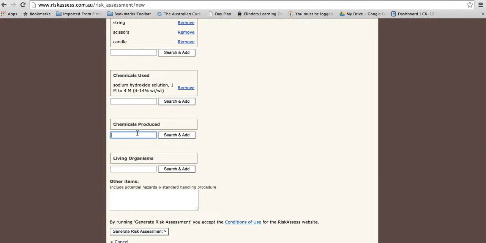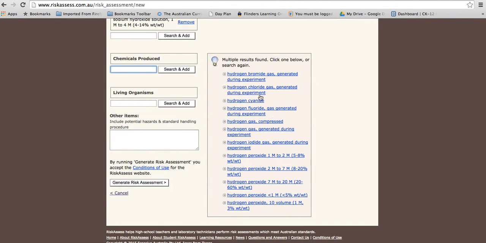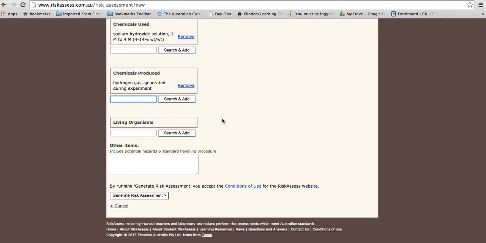Chemicals produced. So this is where you're going to be familiar with the reaction that's occurring, if it is a chemical reaction. Okay, so in this reaction, my main aim, obviously, as I discussed earlier, is to produce hydrogen. Now, there's going to be a lot of options here. The one I want is hydrogen gas generated during an experiment.